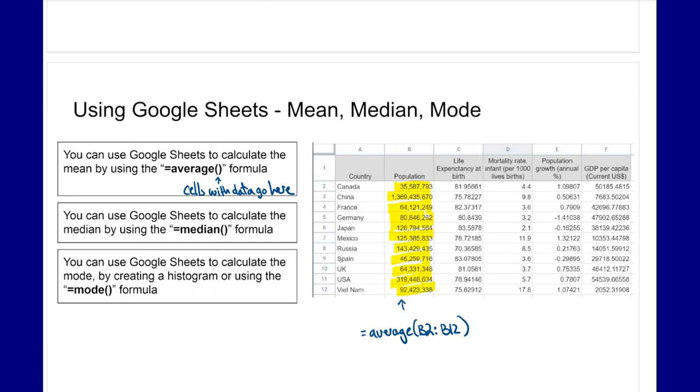Same idea, right? We start in a blank cell in an empty space. We type in equals, start to type in median, and go through and highlight the data that we want to find the median of and the mode of as well. But we'll look at that in a later lesson. We'll go through and actually do those calculations.